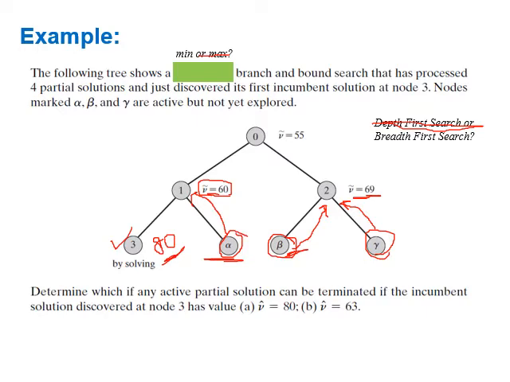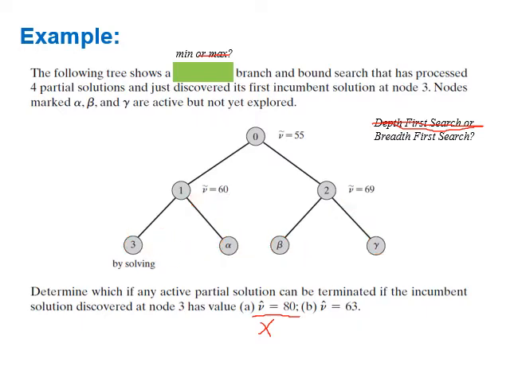So in this first part A, if the objective function value that we obtain in node 3 is 80, we cannot fathom any one of the nodes, alpha, beta, gamma. Let's consider part B of the question. Now it says that if the integer feasible, or incumbent, objective function value that we obtain here is 63, then can we fathom any one of those nodes? Let's make the same reasoning.